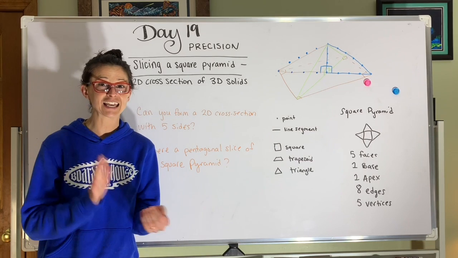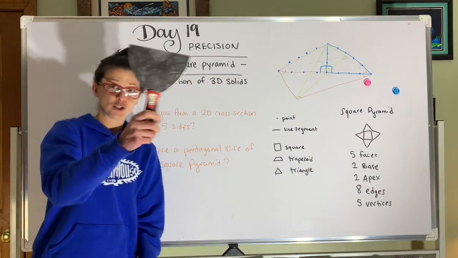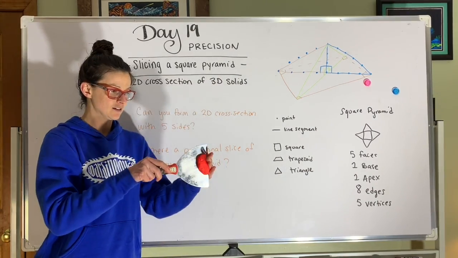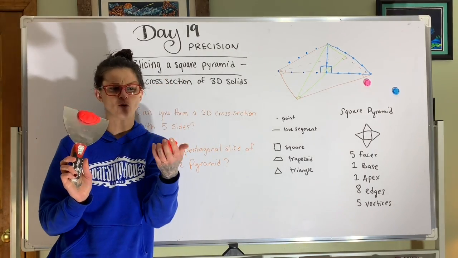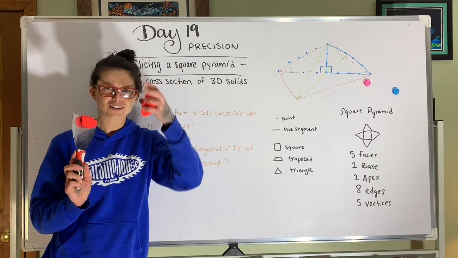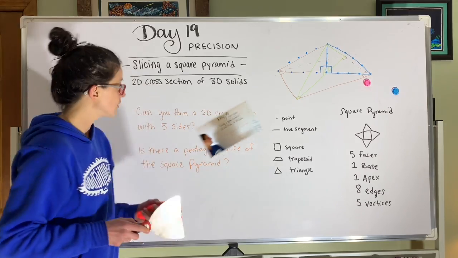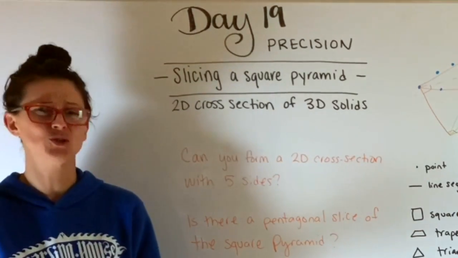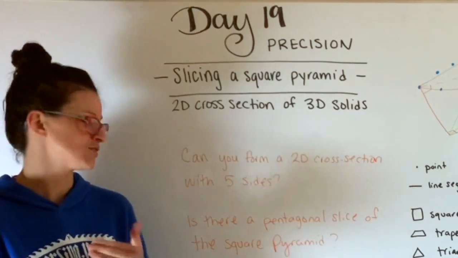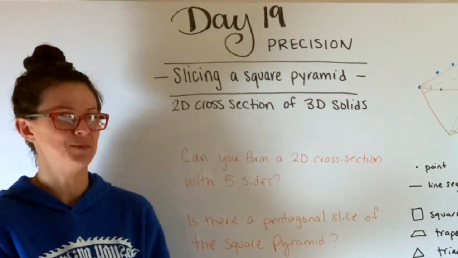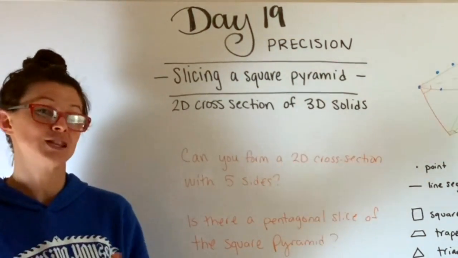We'll be slicing cross sections of a square pyramid. So that's a two-dimensional slice of a three-dimensional object to see what kind of shape we can form from the flat surface that we sliced the 3D object with. We want to know if you can form a 2D cross-section with 5 sides. Is there a pentagonal slice of the square pyramid? Those two questions are really asking the same thing using different language.